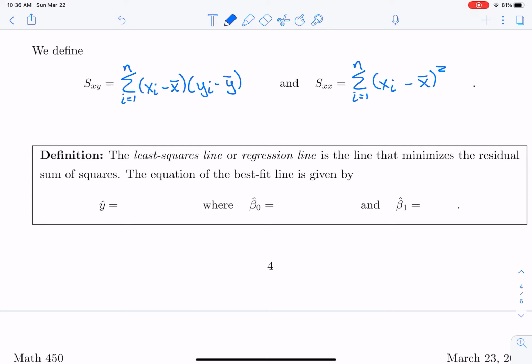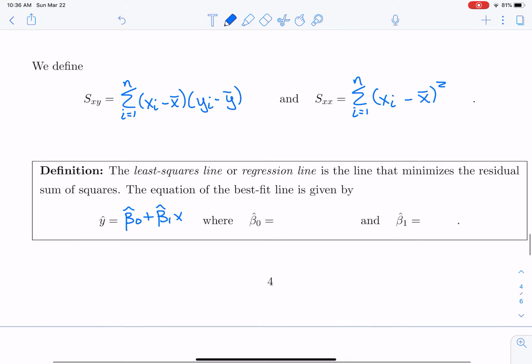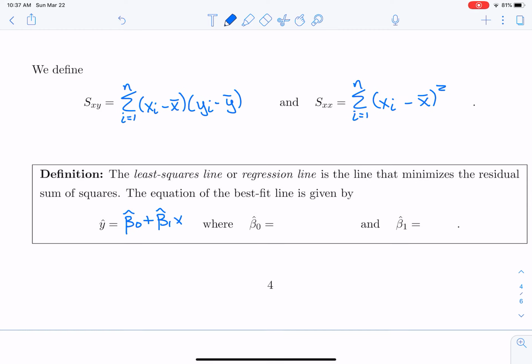And once we do that, we can then define the least squares line, or the regression line, which is the line that minimizes the residual sum of squares. That line is going to be beta 0 hat plus beta 1 hat times x. And beta 0, we said, was going to be y bar minus beta 1 hat x bar. And then the slope, beta 1 hat, is going to be s sub xy divided by s sub xx.